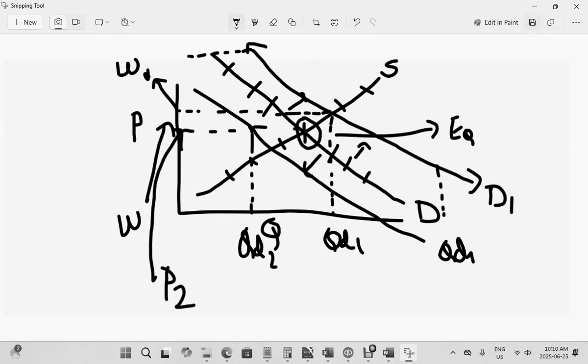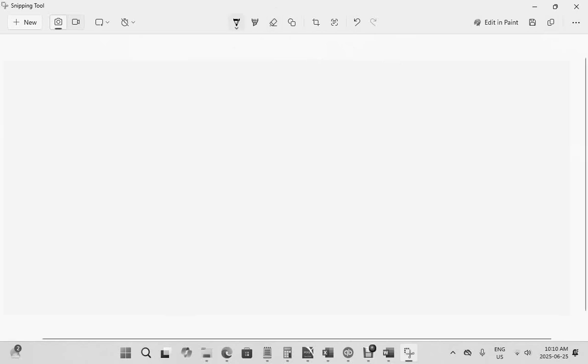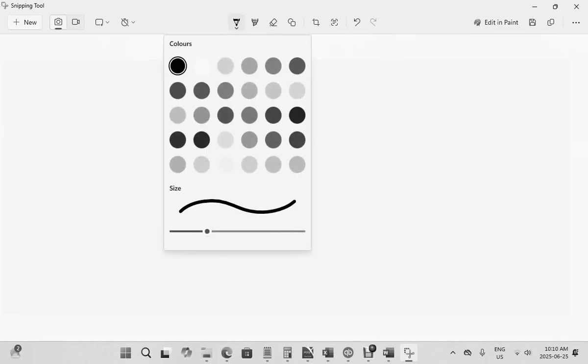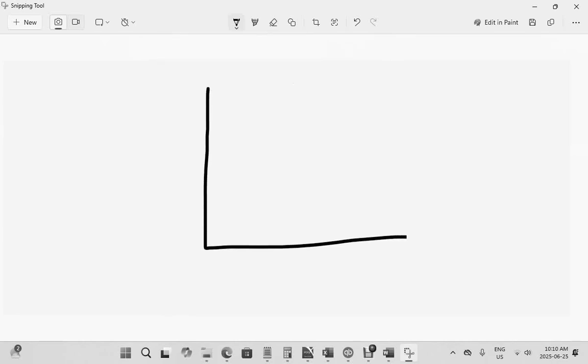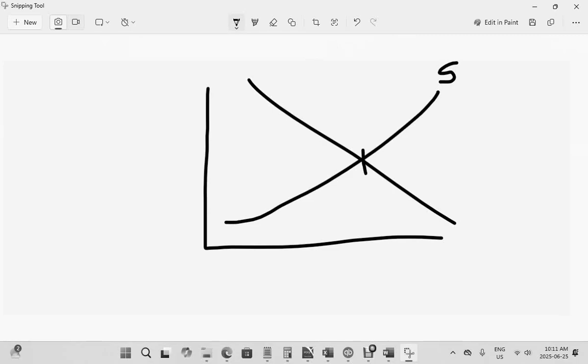Now, if you were to talk about supply, the same concept applies. Let's say, for example, because of the increase in the price of crude oil, the cost of production has gone up. If this was your supply curve, this was your demand, and this was your equilibrium, the supply curve would shift to the left because the cost of production has gone up because of a rise in the price of gasoline.